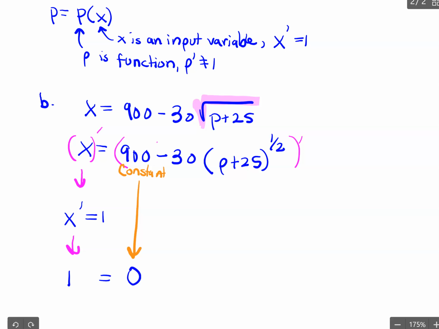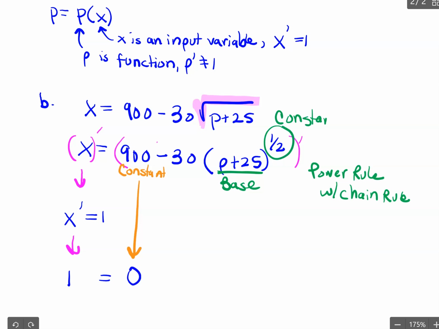And then I need to do my power rule with chain rule to find the derivative of this last piece, because I can see that my p is in the base, and the base has a constant exponent, so that just means it's set up for chain rule.